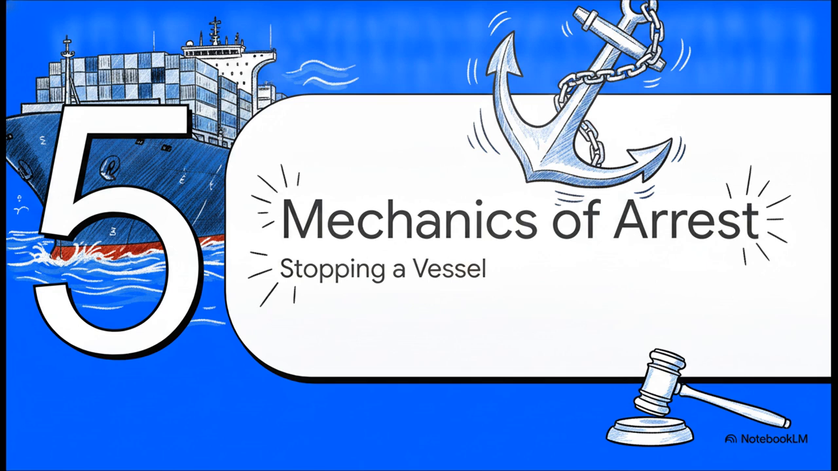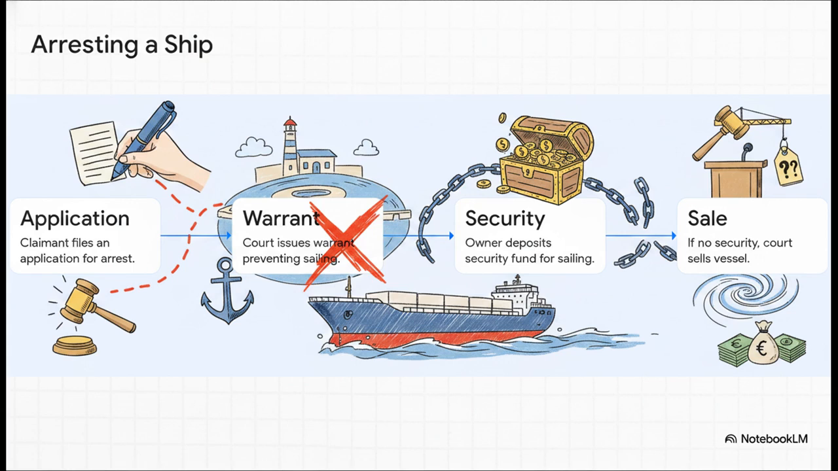And that brings us to Section 5, honestly the most dramatic part of this explainer, the mechanics of ship arrest. How exactly do you physically stop a massive ocean-going cargo ship from just pulling up its anchor and sailing away to avoid paying its debts? Well, an admiralty action doesn't mess around. It literally begins with a strike. It's a remarkably effective four-step process. Step 1, the claimant files an application. Step 2, bam, the court issues a warrant of arrest, directing port authorities to physically prevent the vessel from leaving. The ship is officially trapped.